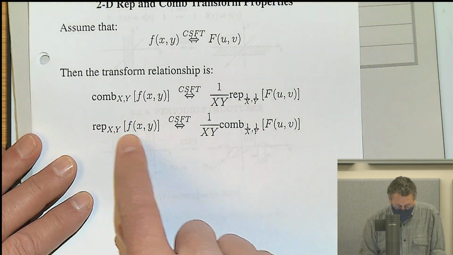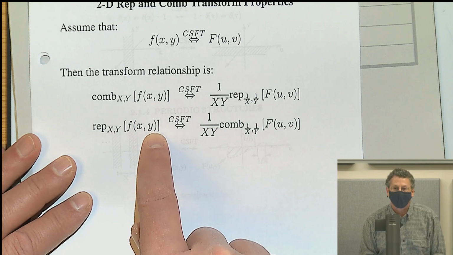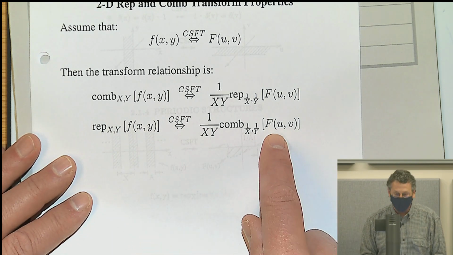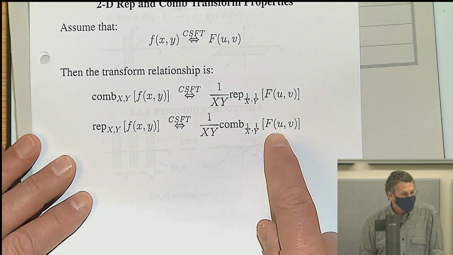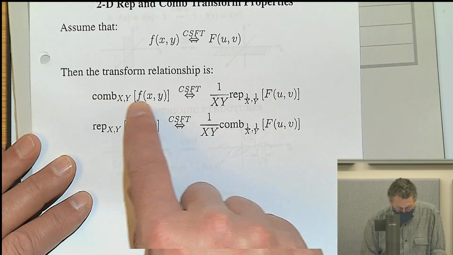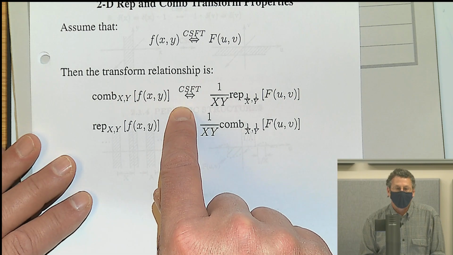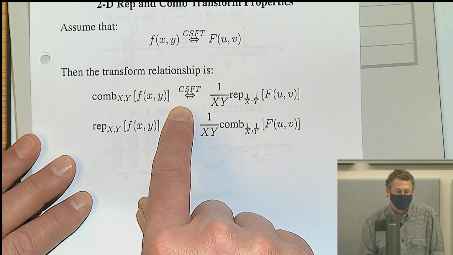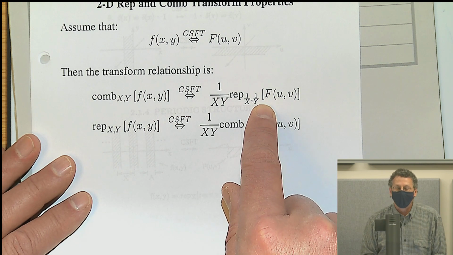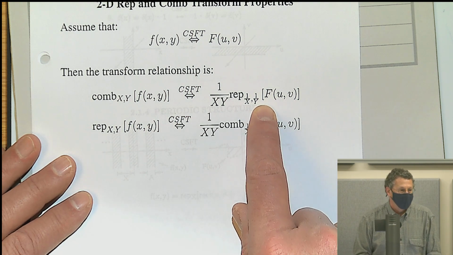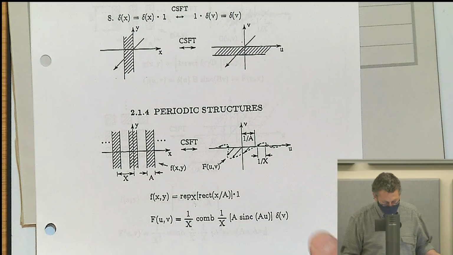It means that if you have a signal that's periodic in space or time, its Fourier transform will have a comb structure in frequency. And if you sample a signal with a comb in time or space, the Fourier transform will have a repetitive structure in frequency. This is going to be really important.